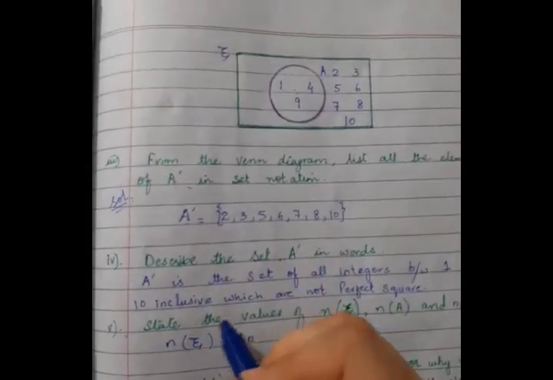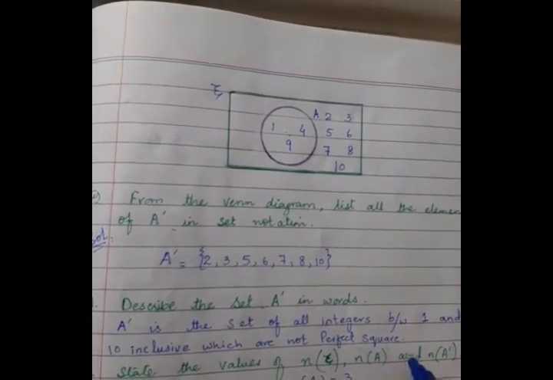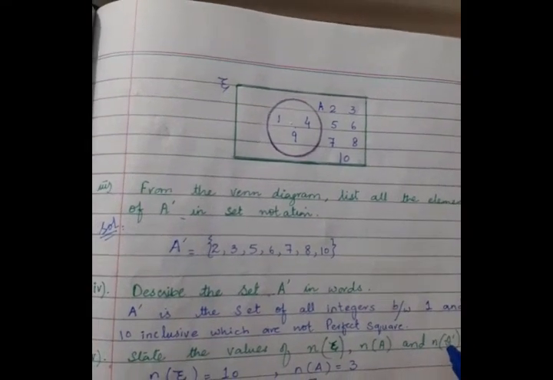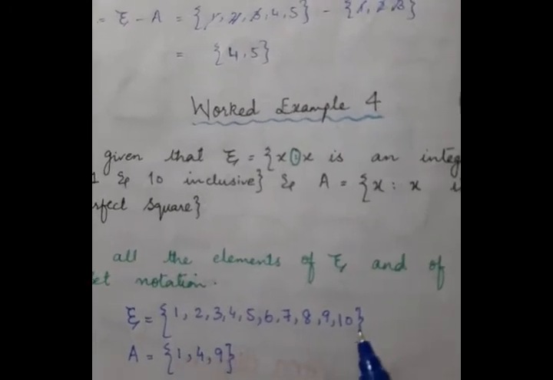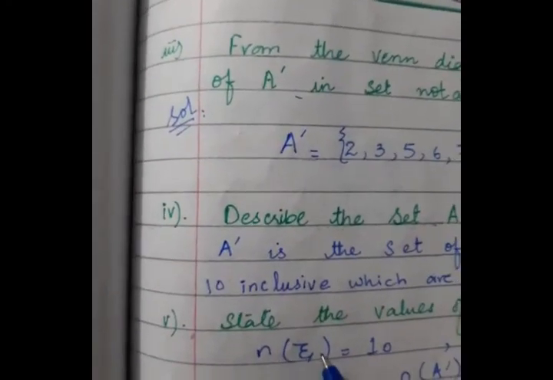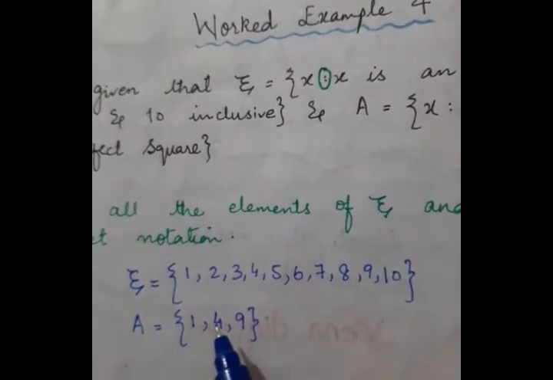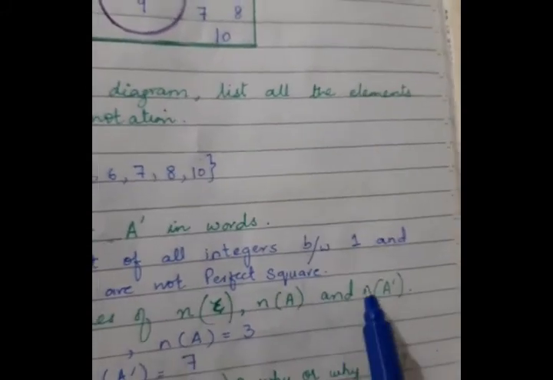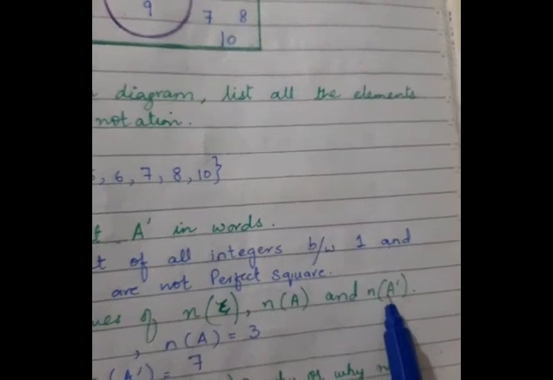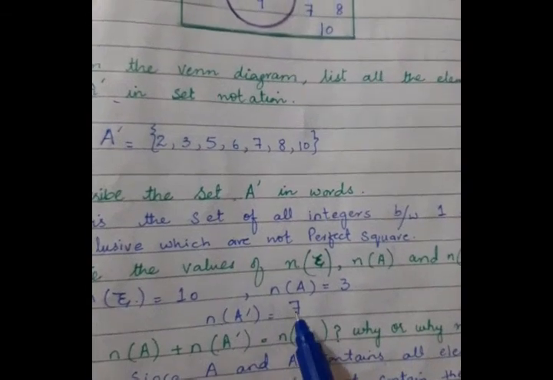The next part is state the values of number of element in the universal set, number of element in A and number of element in A prime. So we are going to calculate the number of element in the universal set. How many elements are there? Very good. 10 elements are there. So we are going to write number of element in a universal set is equals to 10. Then how many number of elements are there in A? 1, 2, 3. So we are going to write number of element is equals to 3. And then we have to write how many elements are there in the complement of a set A. We are going to calculate the elements from here, and we are going to write there are 7 elements.